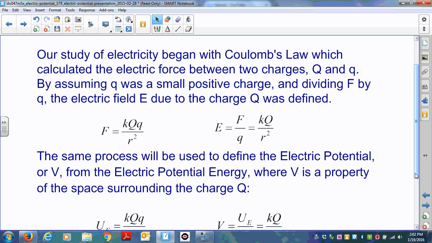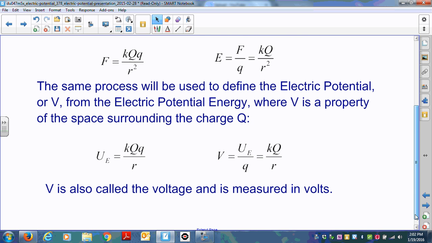The same process will be used to define the electric potential, or the voltage, from the electric potential energy, where V is a property of the space surrounding the charge Q. So the potential energy, remember from the last lecture, was kQq over r. If we take the energy per unit charge, that gives us the voltage or the potential. So the potential is defined as kQ over r, where capital Q is the charge that we're looking at that produces that potential. Just a reminder, the units for voltage or potential is volts.